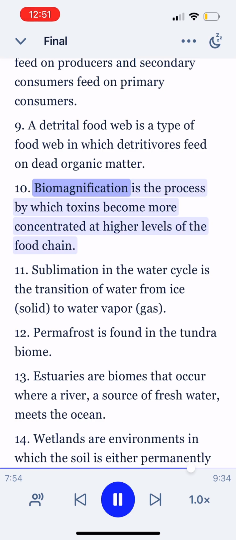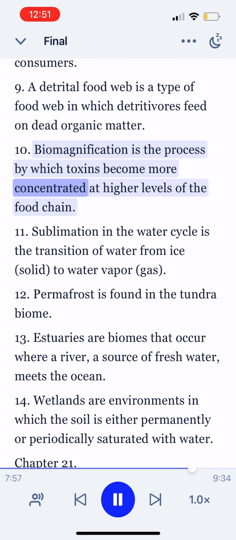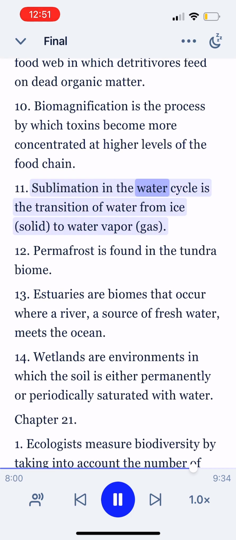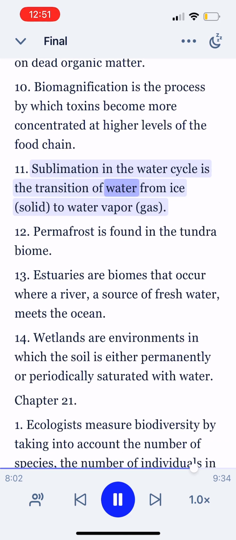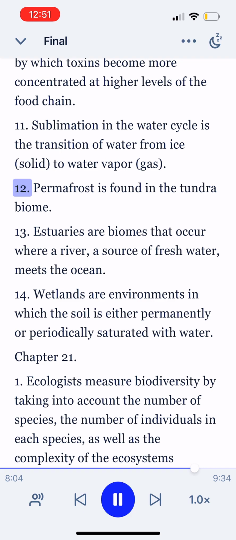10. Biomagnification is the process by which toxins become more concentrated at higher levels of the food chain. 11. Sublimation in the water cycle is the transition of water from ice, solid, to water vapor, gas. 12. Permafrost is found in the tundra biome.